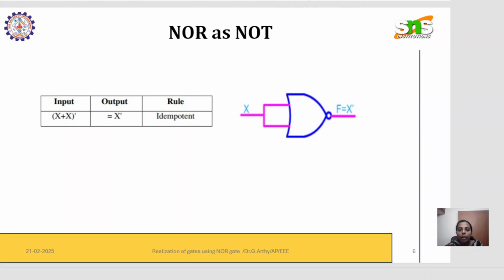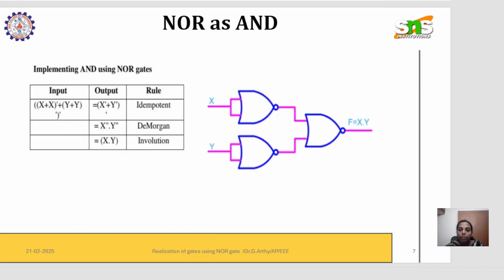So when I give input as X and get an output X dash, what gate is it? It is NOT gate, right? But I haven't used a NOT gate here. I've used a NOR gate here. So we have realized the NOT operation using a NOR gate, right? The operation is NOT operation, but the gate we have used is NOR gate. So this is realization of a NOT gate using NOR gate.